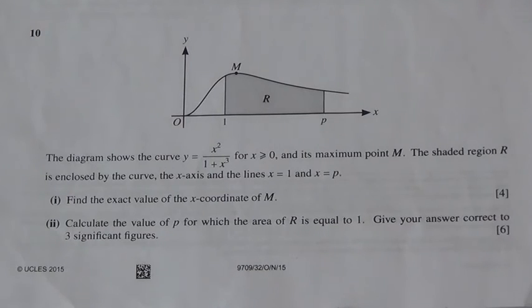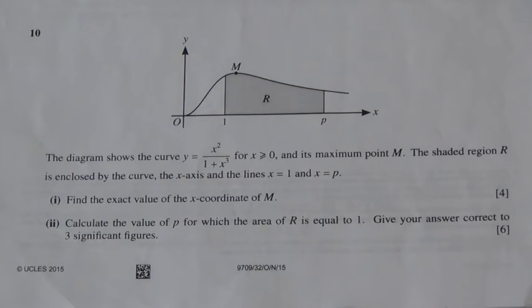Hi, this is question number 10 taken from October 2015, Advanced Level Maths HSC P3. The diagram shows the curve y equals x squared over 1 plus x cubed for x greater than or equal to 0, and its maximum point M. The shaded region R is enclosed by the curve, the x-axis, and the lines x equals 1 and x equals p.